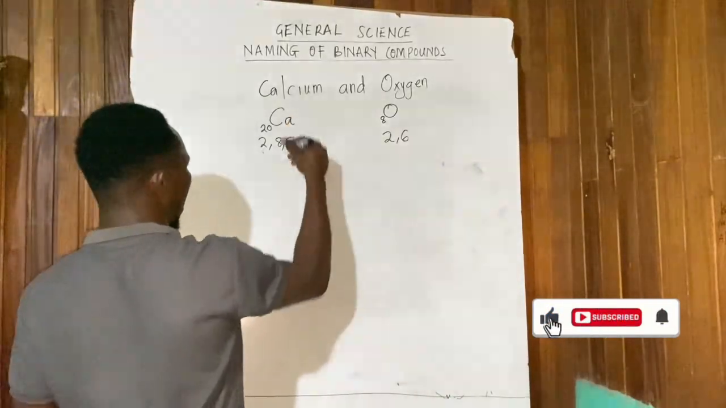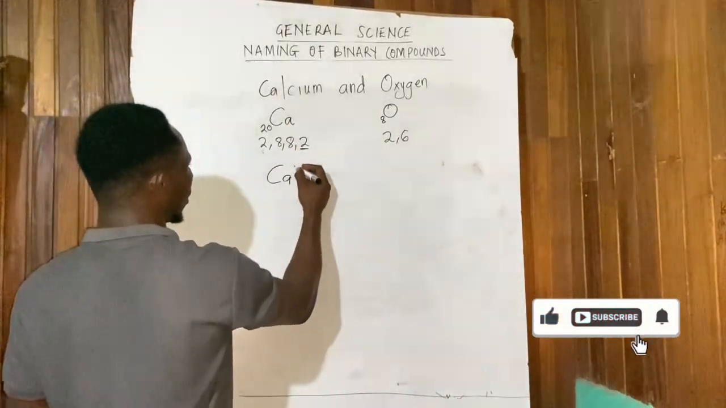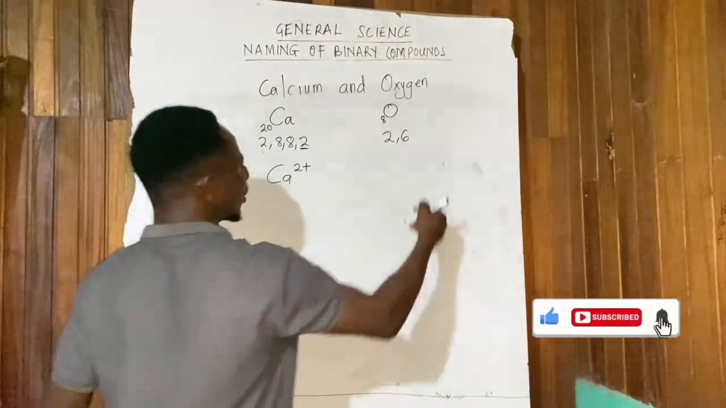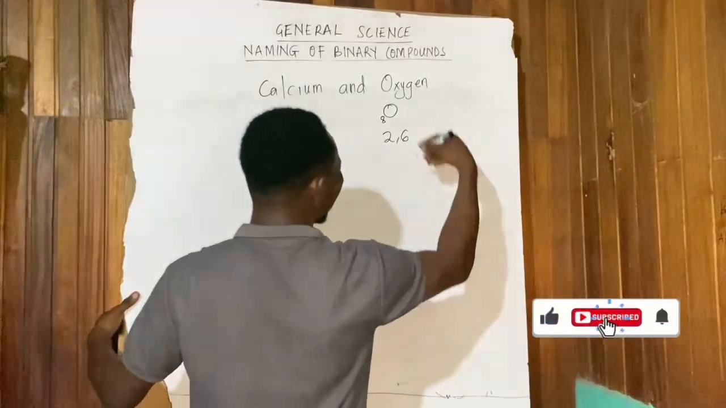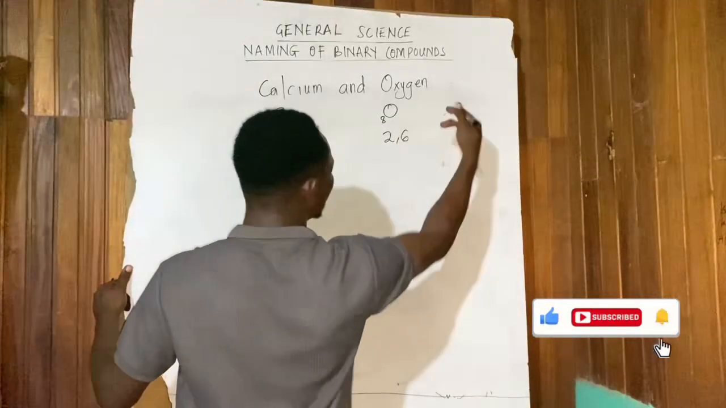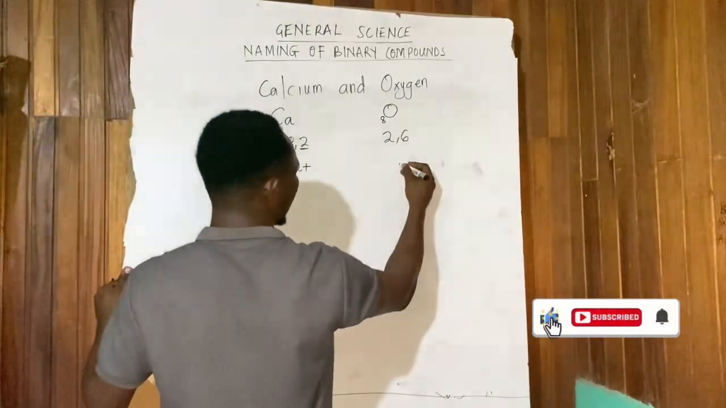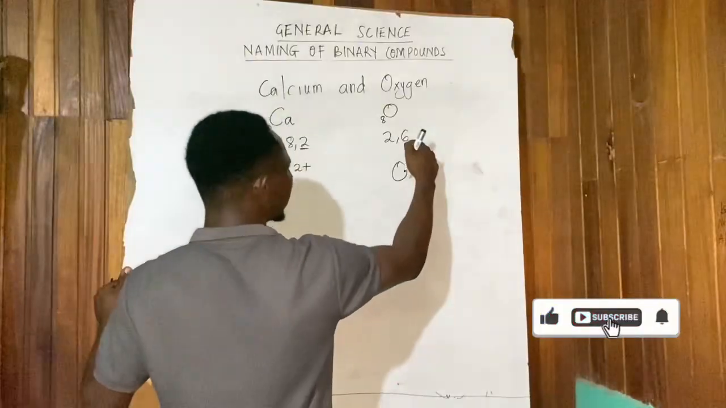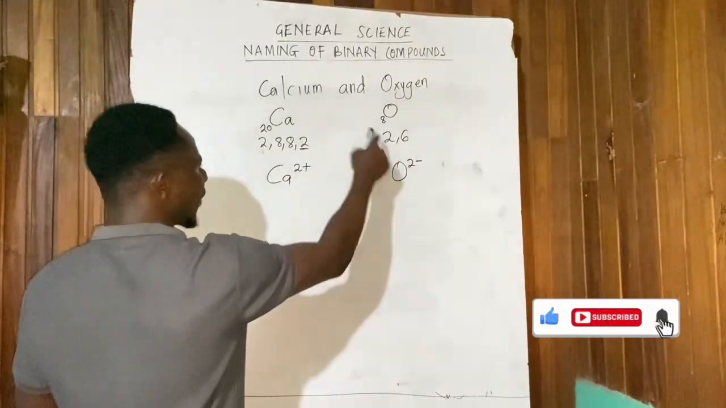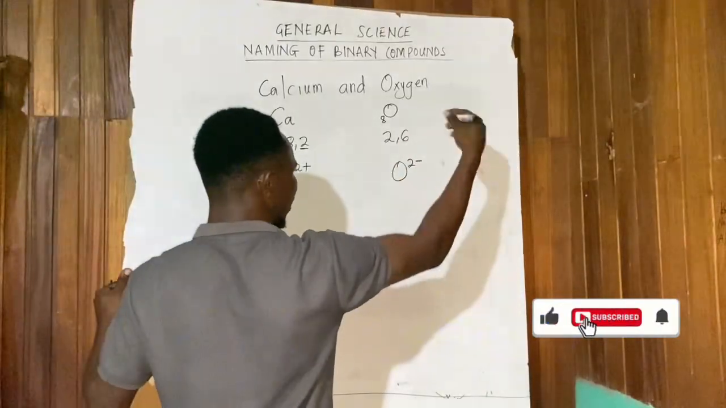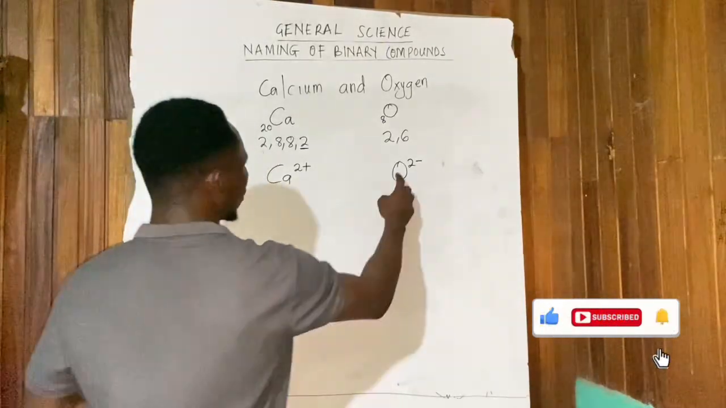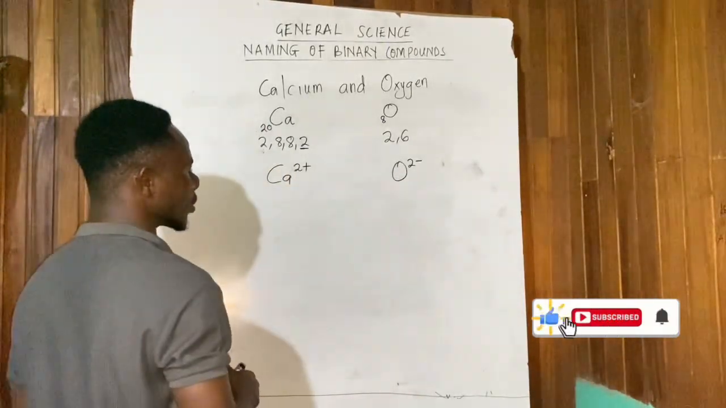Now, calcium will what? Will lose 2 to become positive, Ca2 plus. For the non-metals, they will what? They will gain. Now, they want to be stable, so they will have to what? Gain 2 to become stable. So it is O2 minus. This means 2 more is needed to obtain 8. That's why the first shell takes 2, second shell takes 8, next shell also takes 8. For going that way. Now, O2 minus, Ca2 plus.